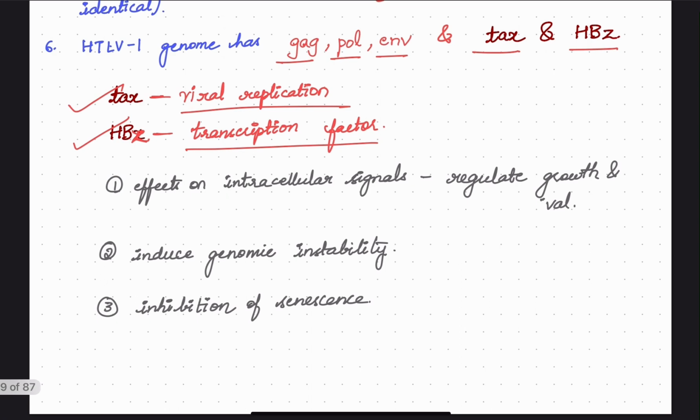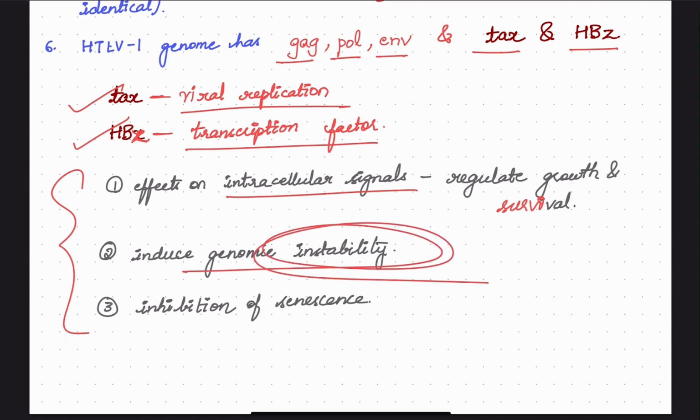TAX and HBZ on the whole have an effect on intracellular signals. They regulate cell growth and survival, and they induce genomic instability. They inhibit senescence. Senescence means to remain quiet, to remain silent. So if you inhibit senescence, the cell does not remain silent. It becomes aggressive. It multiplies very rapidly. The cells run amok.